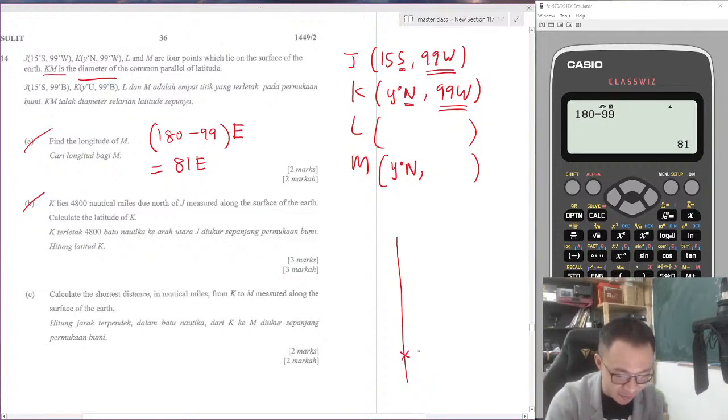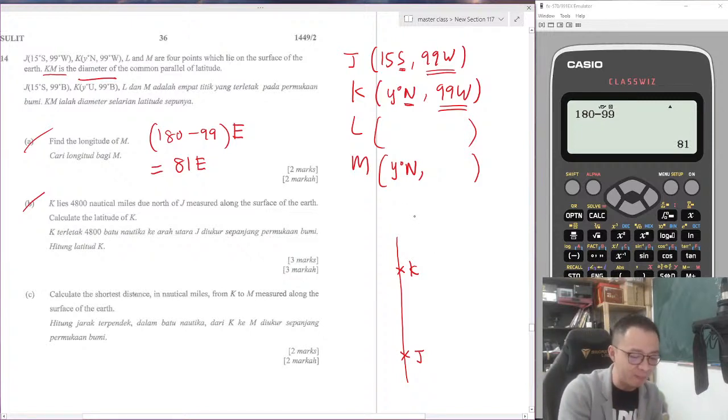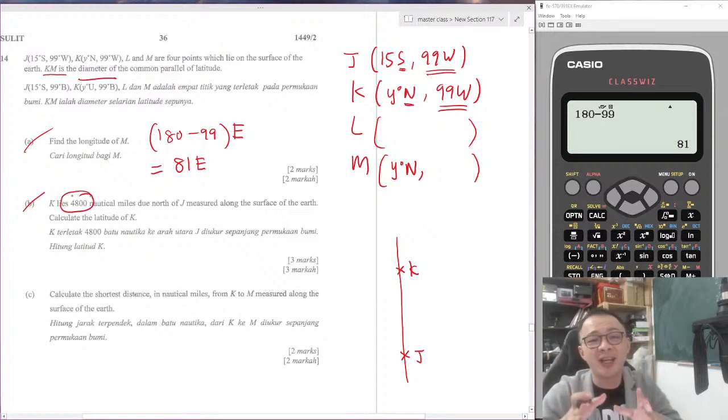So K will be on the top, J at the bottom. And then the longitude is 99W. But in this case, we don't need the longitude, even though I know the longitude is just 99W. Alright, then we have a very important information, which is 4,800. This 4,800, right, is a distance.